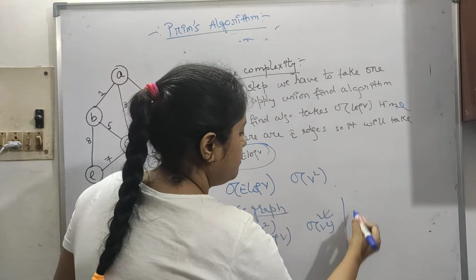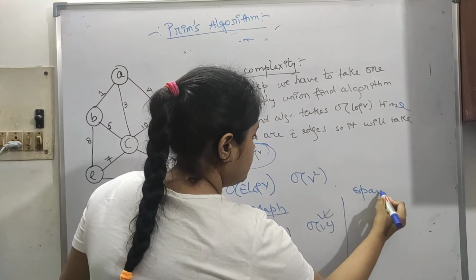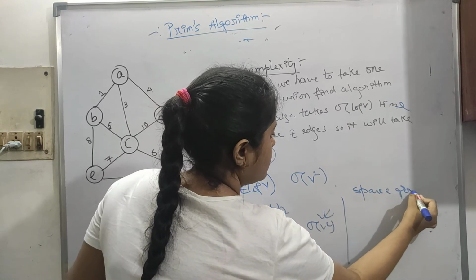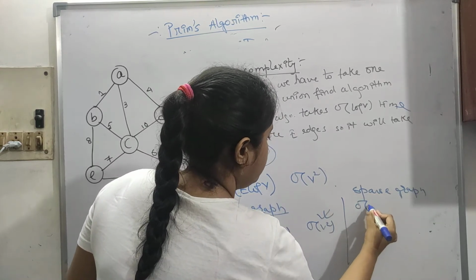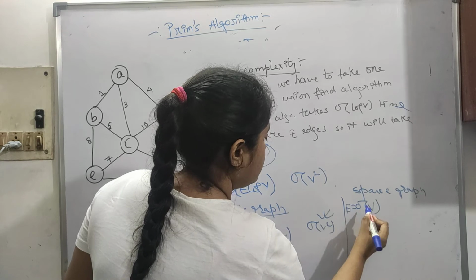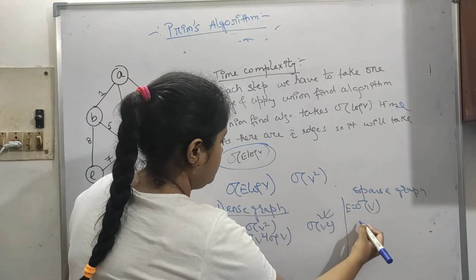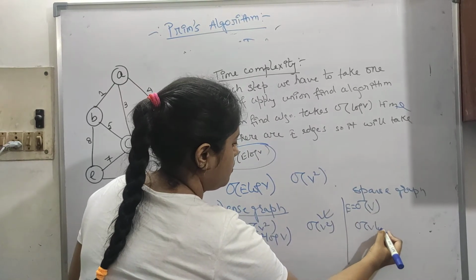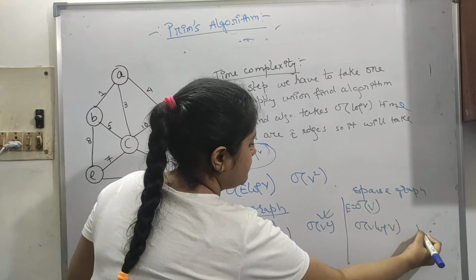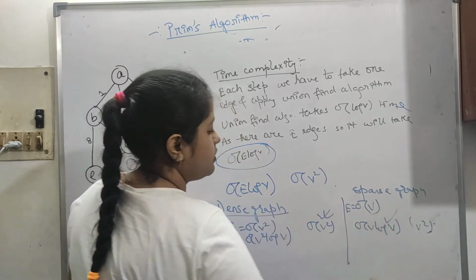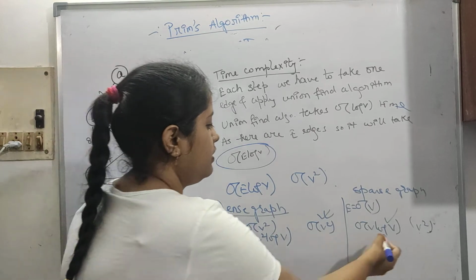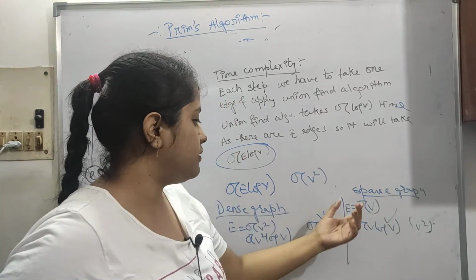Okay, so now for a sparse graph, edges equal to order of v, so it will be order of v log v, or it is v square. So this one is the lower one. So here in a sparse graph this will be used.